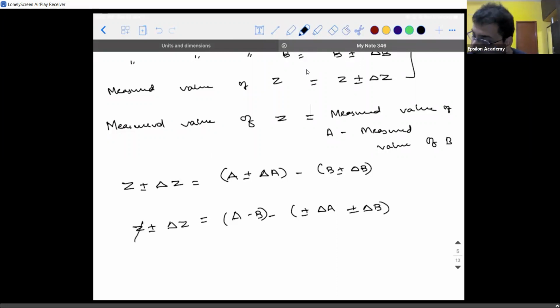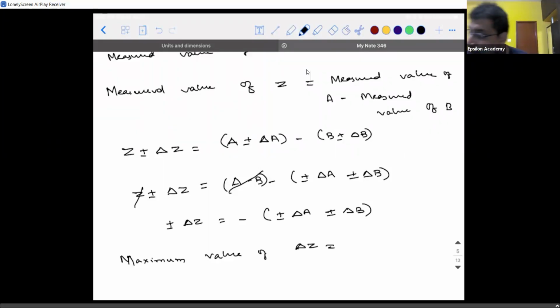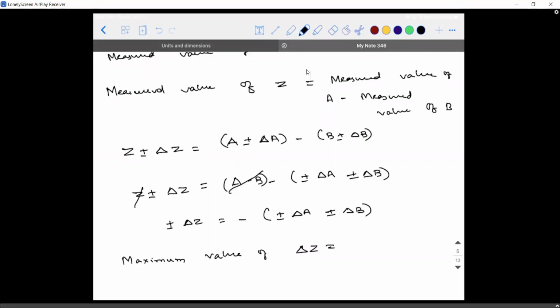So z and a minus b will get cancelled. So plus or minus delta z is equal to minus of plus or minus delta a plus or minus delta b. So you guys tell me, like yesterday, maximum value of delta z will be how much? So delta a plus delta b. That's it. That's the answer.